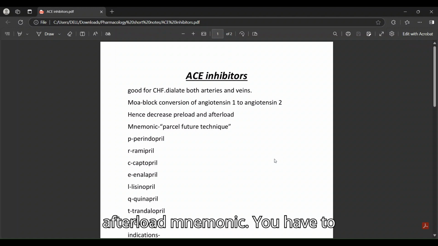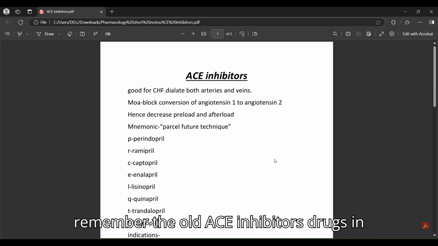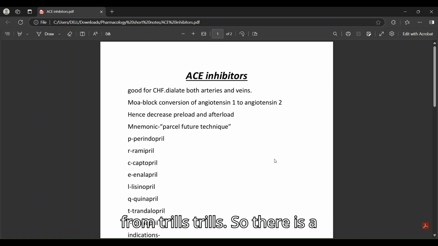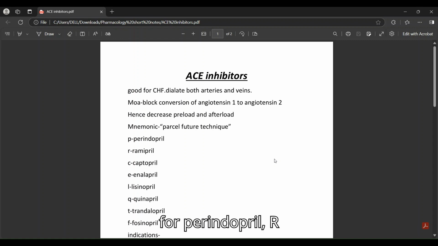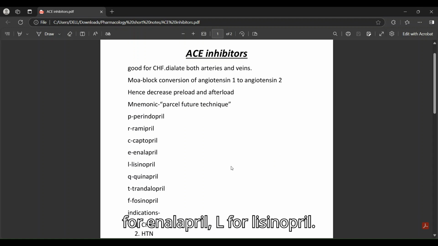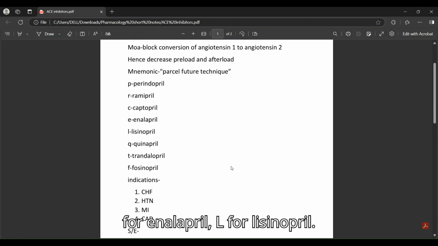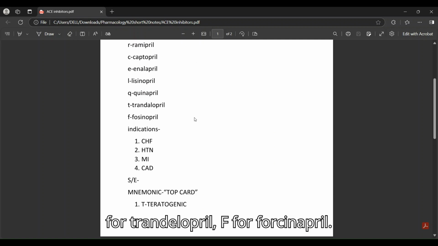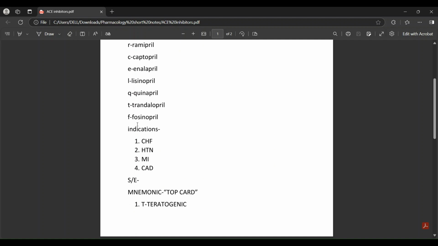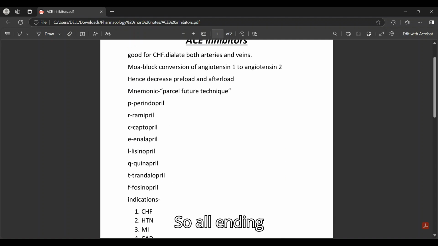Mnemonic: you have to remember all ACE inhibitor drugs end with prils. So there's a mnemonic: partial puncture technique. P for perindopril, R for ramipril, C for captopril, E for enalapril, L for lisinopril, Q for quinapril, T for trandolapril, F for fosinopril. So all ending with prils.